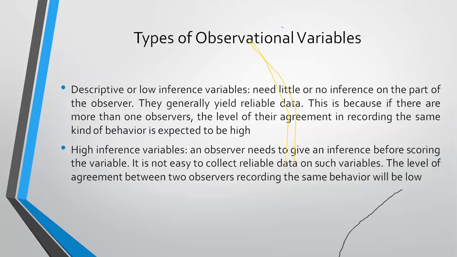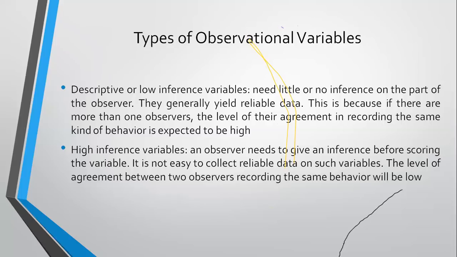As the observer, when you are using high inference variables, it means you make inferences about what is observed. For example, let's say you have observed someone just banging on the keyboard of a computer. In high inference variable, you just assume that, okay, this individual is frustrated with this computer. That is your own inference, which might be true and might not be true. That is why it is said it is not easy to collect reliable data on such variables.